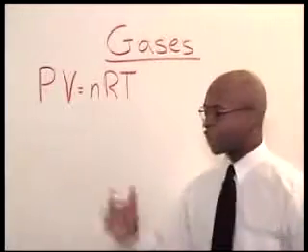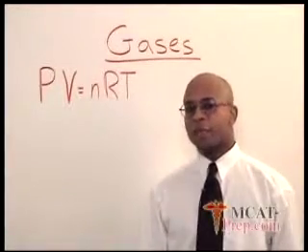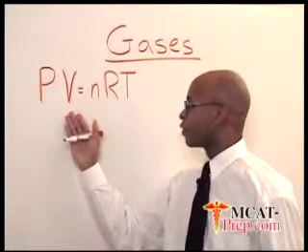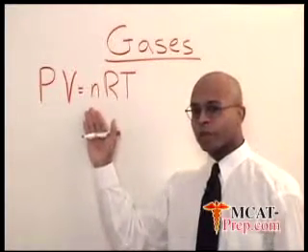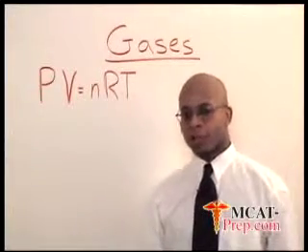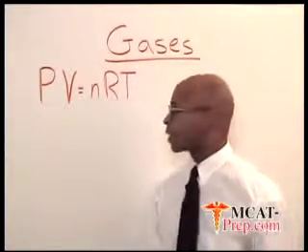Thus we have the equation of state. PV equals nRT. P, the pressure, V, the volume, n, the number of moles, R, the gas constant, and T, the temperature in degrees Kelvin.